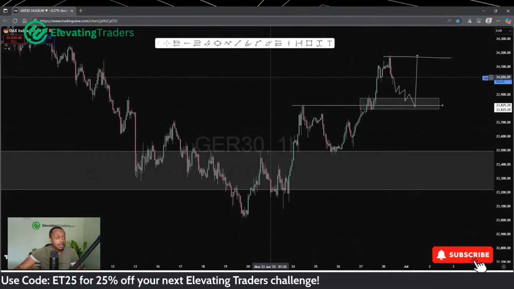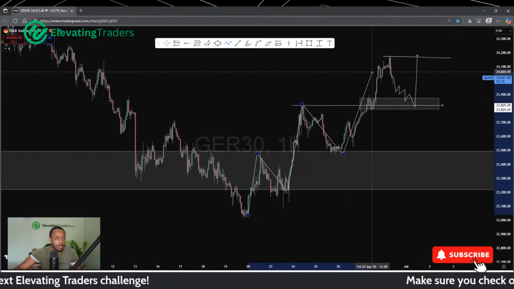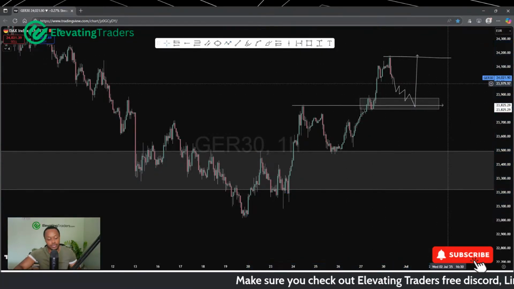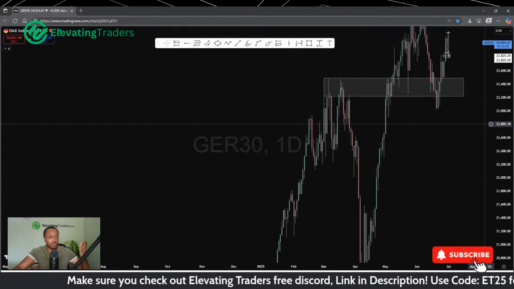We've got some very clean bullish structure in play now. Push, pullback, push, pullback, push. Looking for the next pullback for the next push. So yeah, I do like the idea there with the DAX. Looking very bullish across multiple time frames.